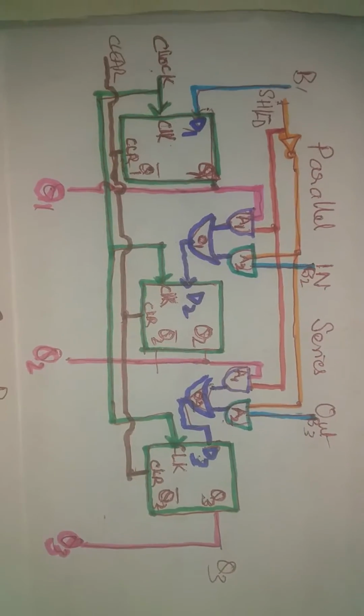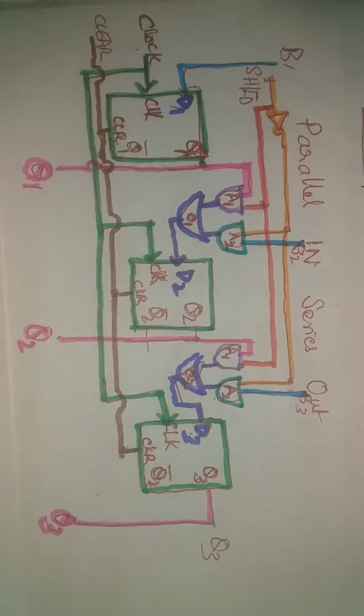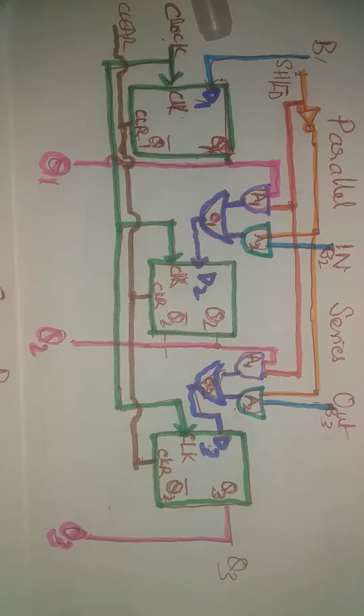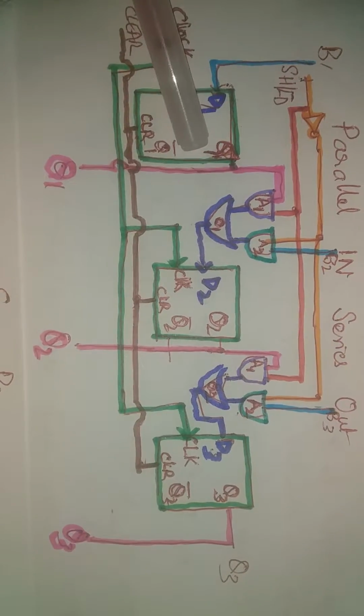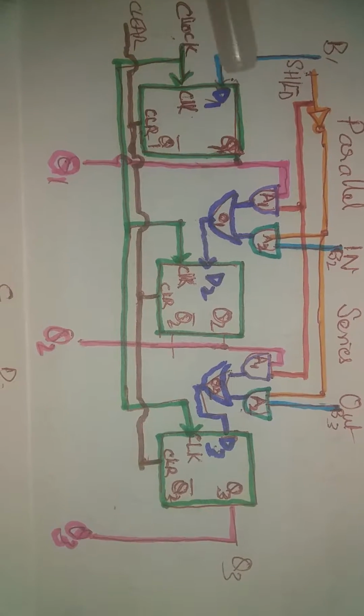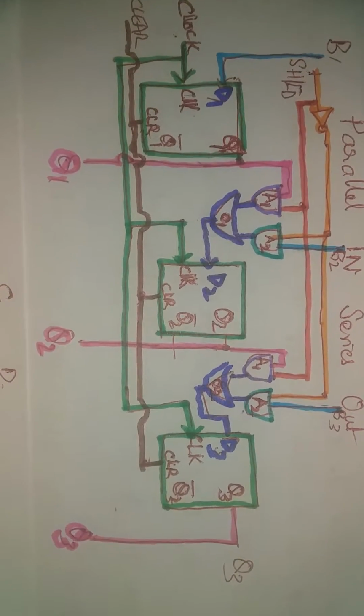So what is the operation of D flip-flop? When the clock goes high, whatever be the value of D, that appears at Q1. So if this is 0, Q will be 0. If this is high, it will be high.